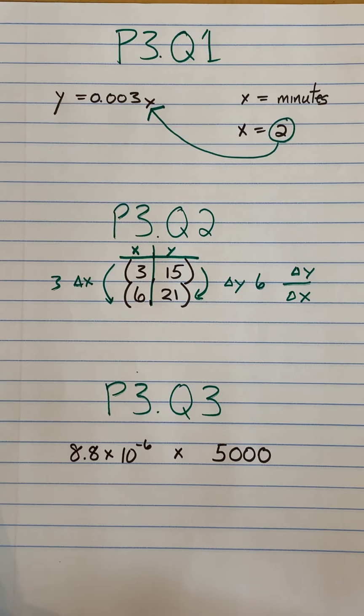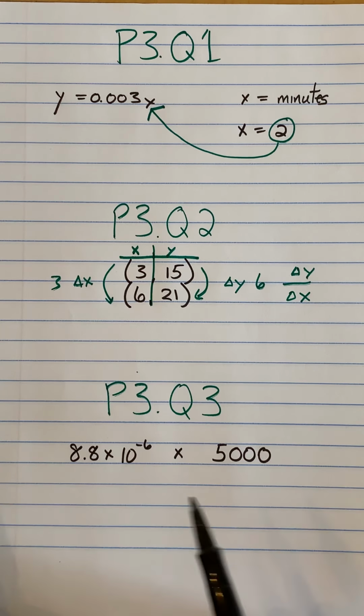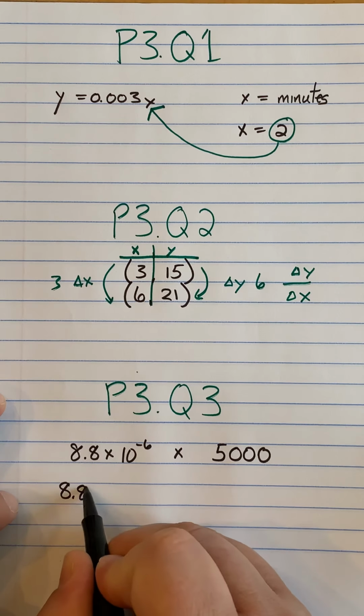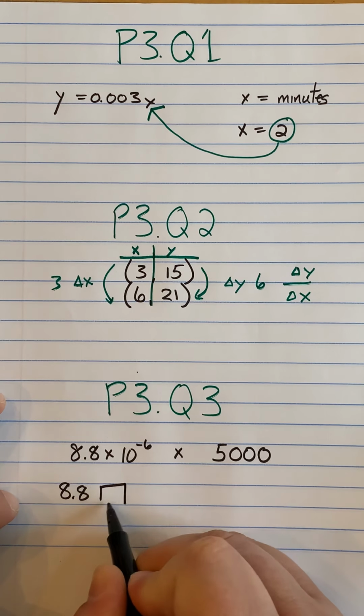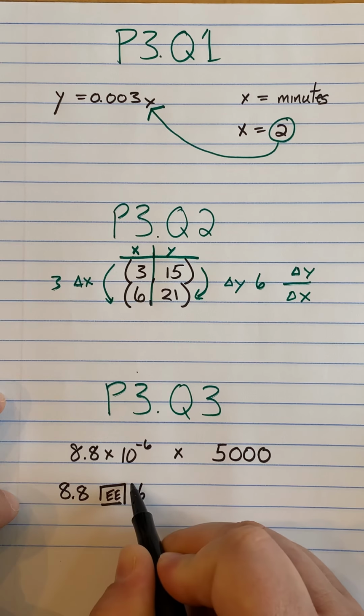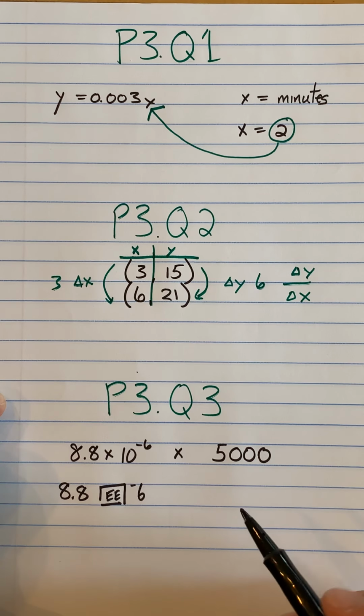So there's 2 ways that you can go about this. You can simply use your calculator on your phone or otherwise turn it sideways. Remember that 8.8 and then the EE button and then put in negative 6 is a good way to put that into the calculator, and then multiply by 5,000 and you should get your answer.